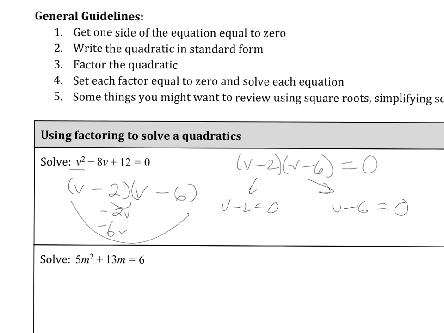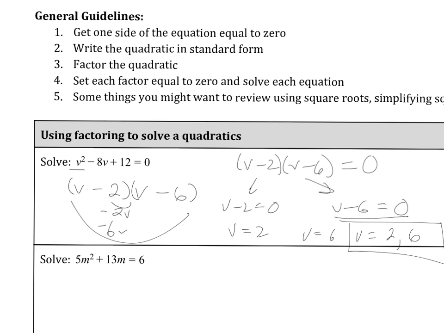We need to figure out both of these equation answers because there's two different answers that work to this. You need to find both of them. So when I solve this equation, we get v equal to 2. That's pretty pre-algebra type stuff. Solving this equation, v equals 6. And then that's our answer. Our answer is 2 or 6.